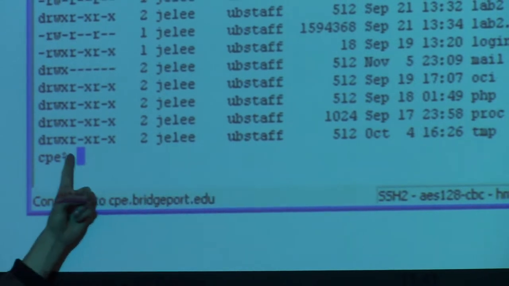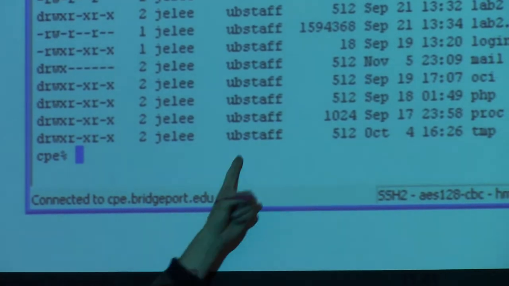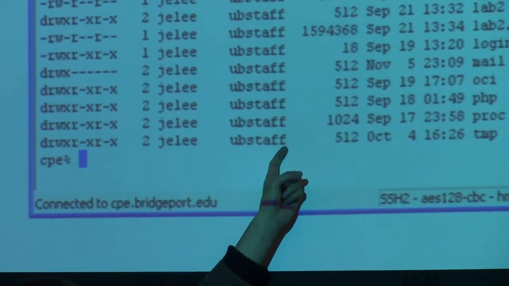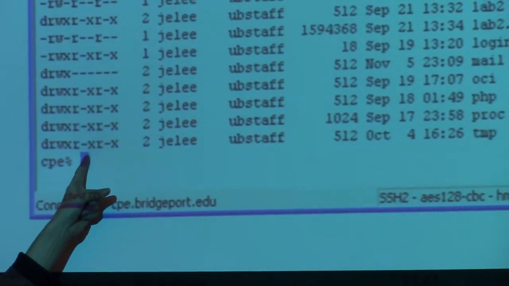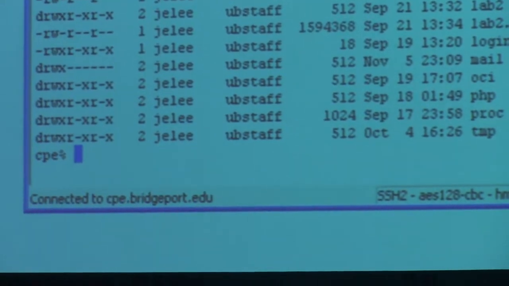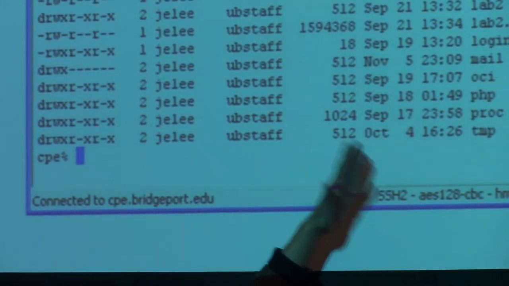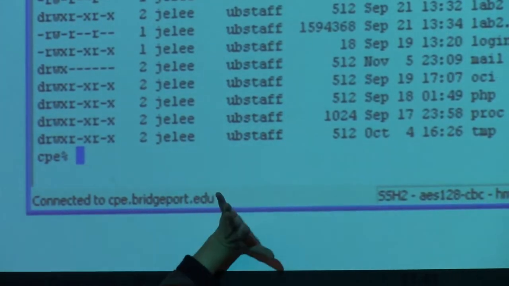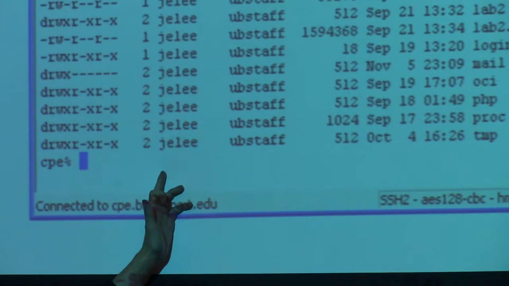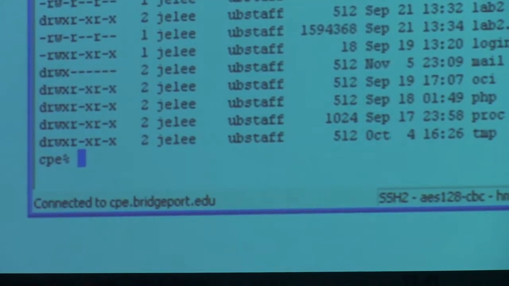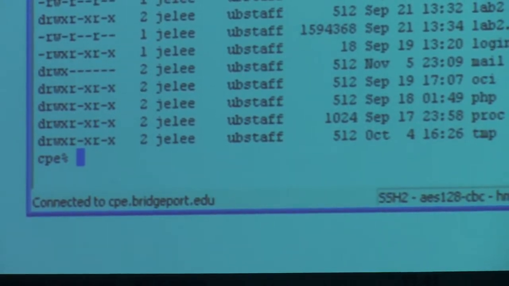Jele, the owner of the file, can read, write, and execute. Then the group, UB stack, any user who belongs to the UB stack group can read and execute, which means they cannot write, cannot update, cannot change the file. And any user in this system who is not Jele and not in the UB stack can read and execute. Okay? So this is the access control used in any Unix and Linux-like system.